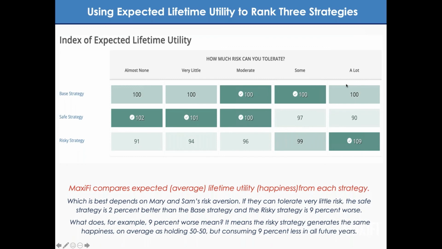Now let's go way over here. You can see that the risky strategy, if somebody can tolerate a lot of risk, looks a lot better. It's 9% better than the base strategy. It's like being stuck with the base strategy, but in every outcome and every circumstance, somebody hands you an extra 9% of consumption. Well, that's what it's like being able to hold the risky strategy. And then you see that the safe strategy is not so good at all because you're taking too little risk relative to what you'd like.